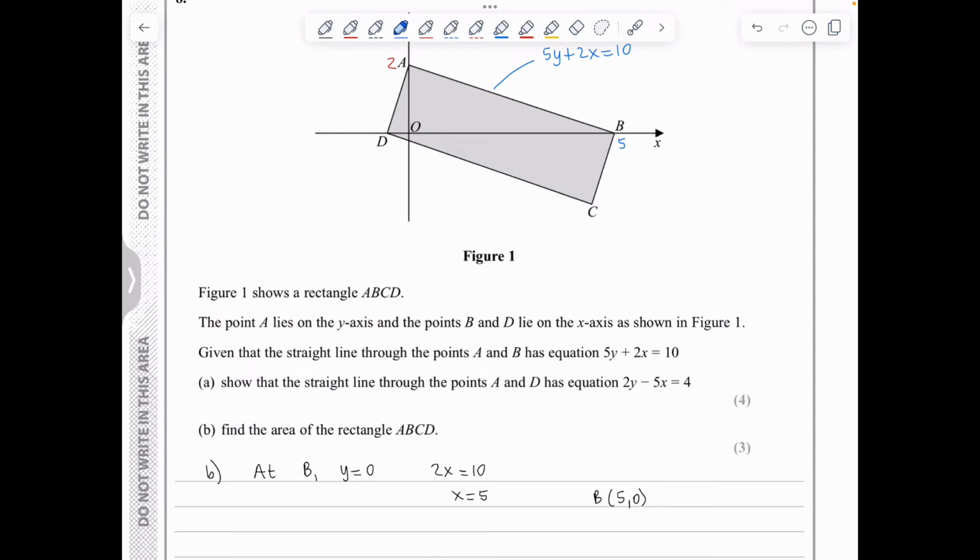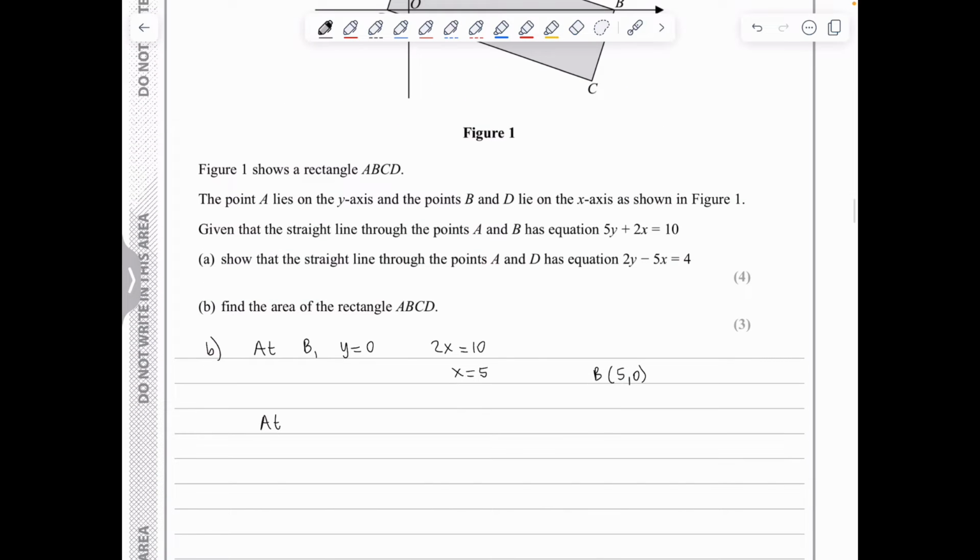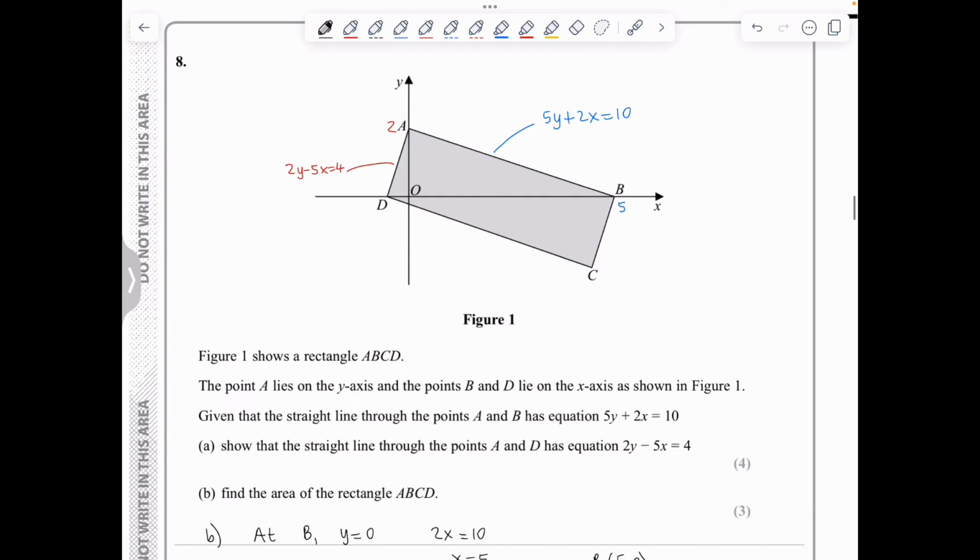Similarly for D, we have already found the equation for AD to be 2y minus 5x is 4. So at D, we have a cut on the x-axis, so y is 0, which leads to minus 5x is equal to 4, and therefore x is minus 4 over 5. So D has coordinates (minus 4 over 5, 0). And I'll go back to my diagram. This here is minus 4 over 5.